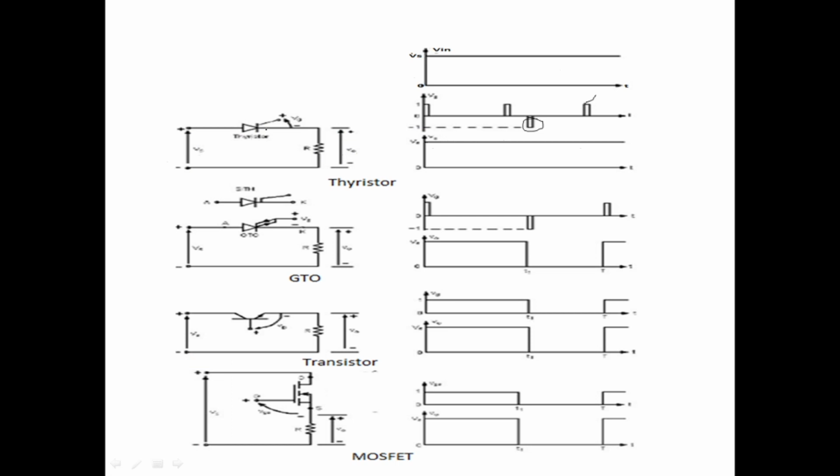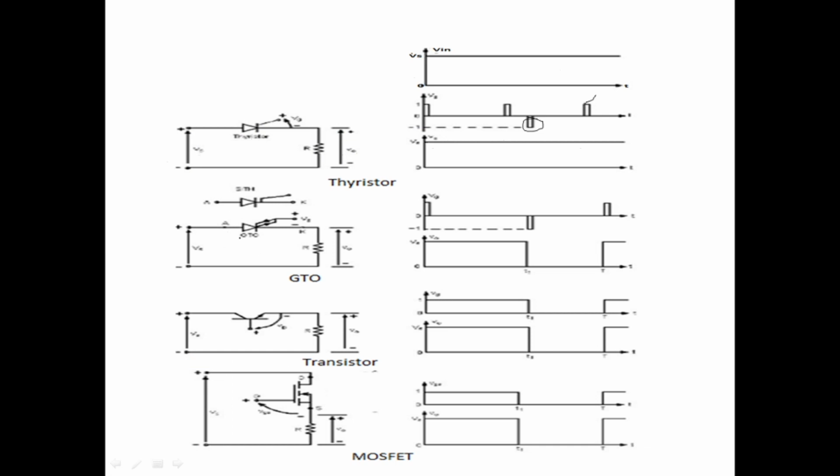So that is a different part, that we call commutation circuits. Here in an SCR, a separate commutation circuitry is required to turn off an SCR, and it is not possible to turn off an SCR using the gate terminal. Okay, next we will study some other circuits.